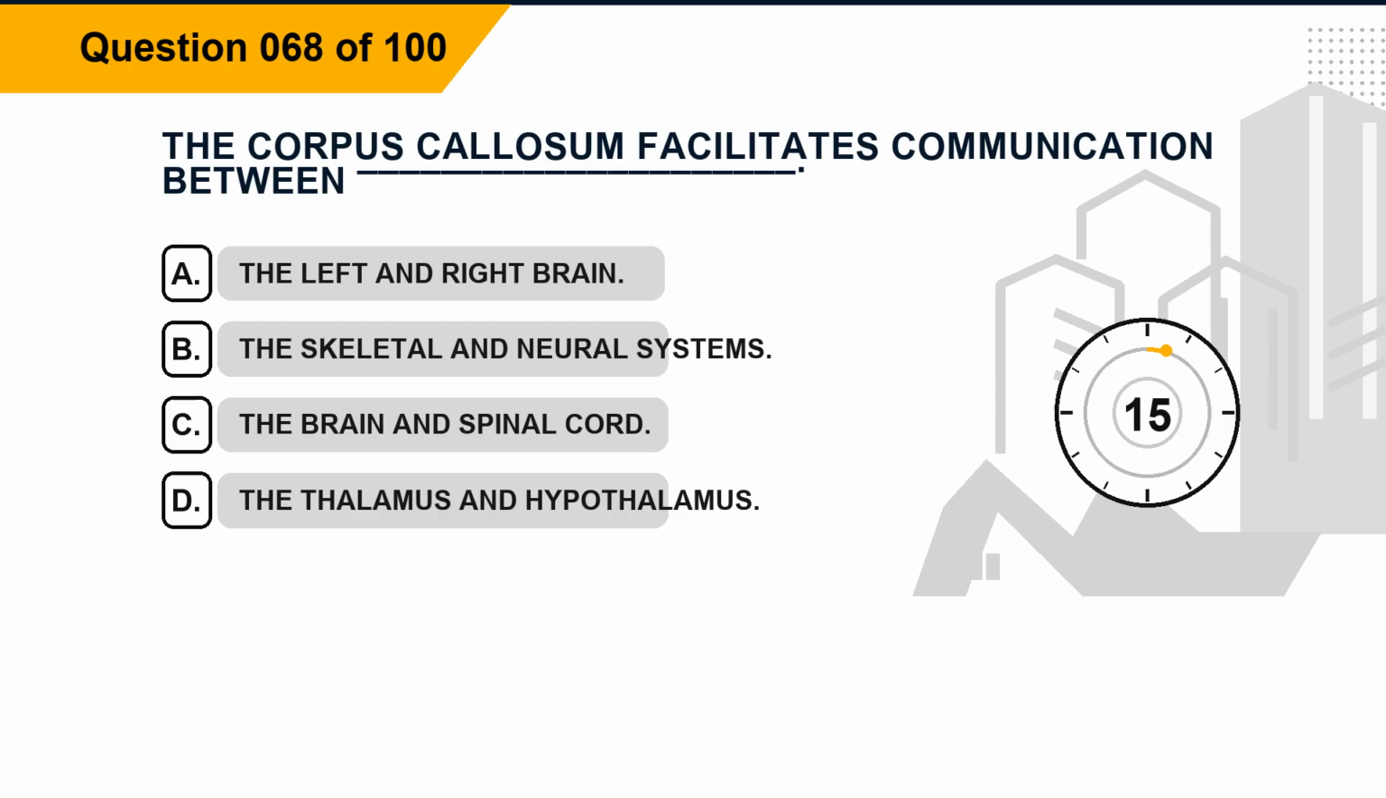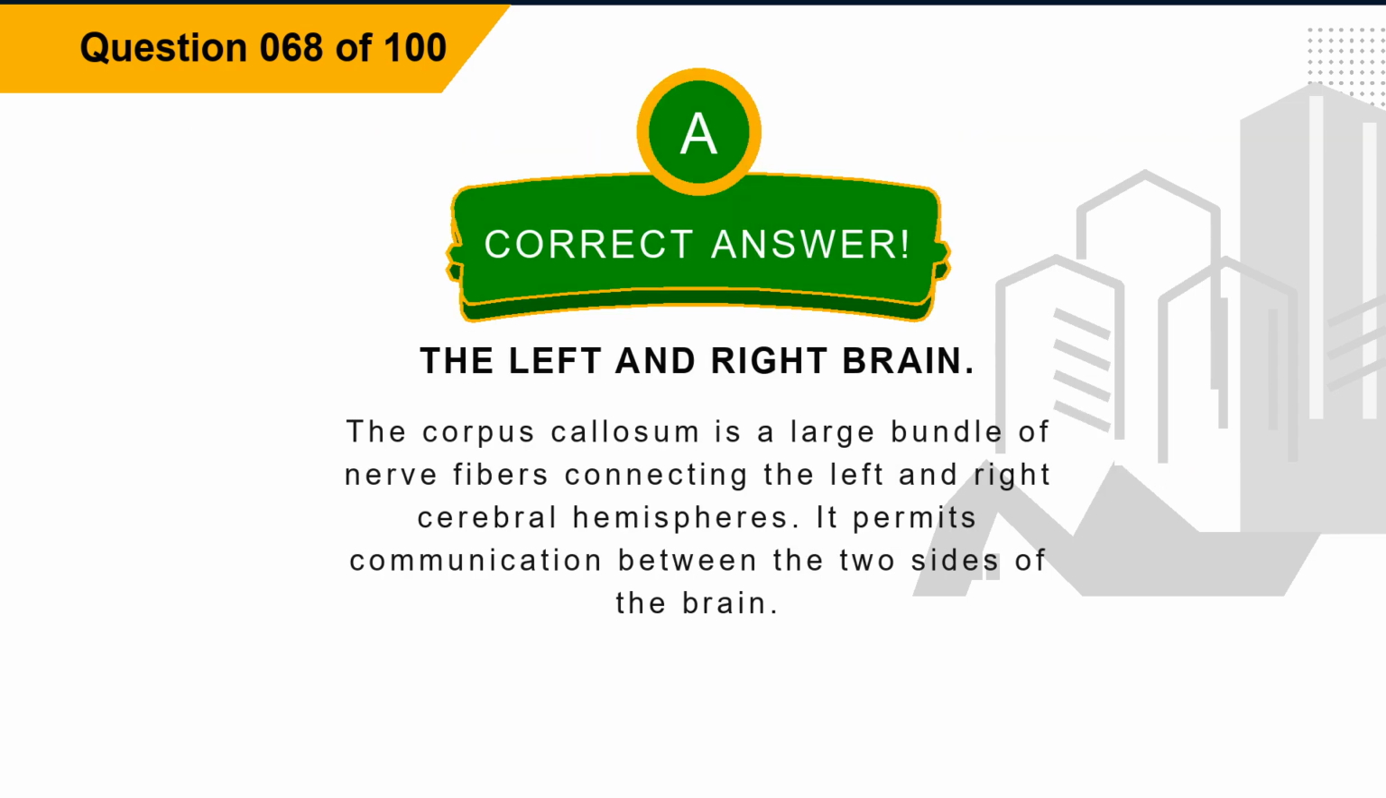Question 68. The corpus callosum facilitates communication between blank. Option A, the left and right brain. Option B, the skeletal and neural systems. Option C, the brain and spinal cord. Option D, the thalamus and hypothalamus. The correct answer is option A, the left and right brain. Explanation. The corpus callosum is a large bundle of nerve fibers connecting the left and right cerebral hemispheres. It permits communication between the two sides of the brain.